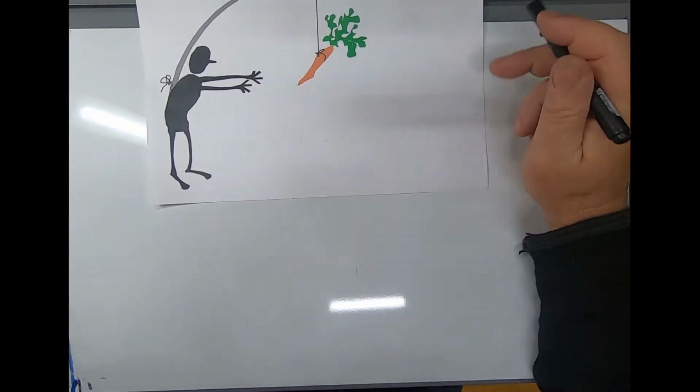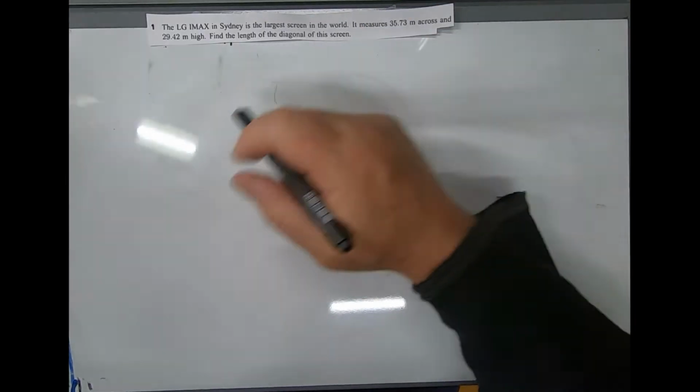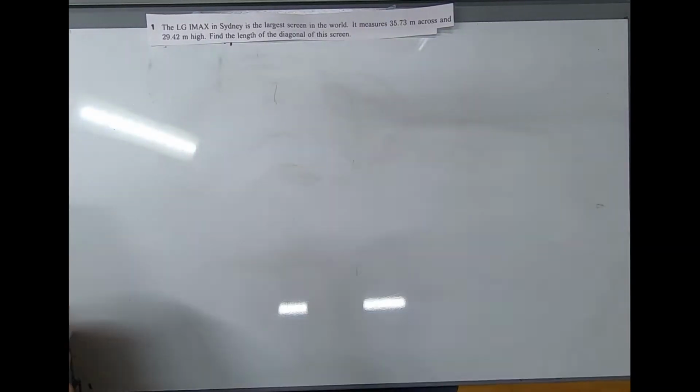Okay, let's keep chasing that carrot. Whew. He's almost got it. Why does it keep getting further away from him?